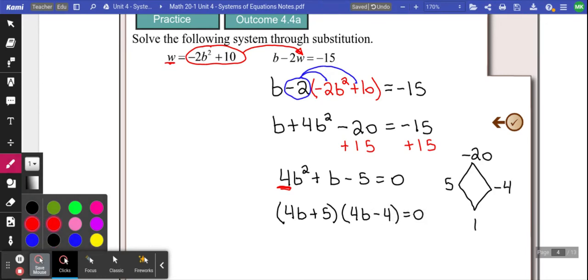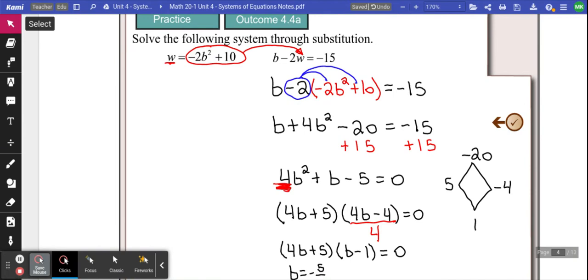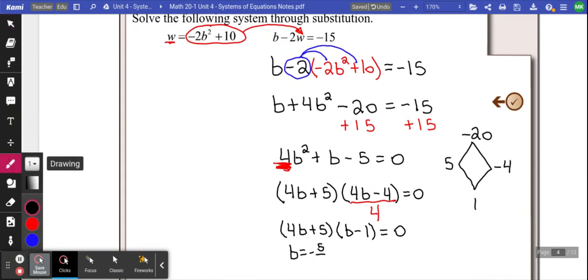And then I'm going to have to remove that 4 from one of my things. It can come out of that one. So I have 4b plus 5 and I have b minus 1 equals 0. If I solve this, that means my two values are going to be b equals negative 5 over 4, or if you put that in your calculator, that's negative 1.25. And I have b equals positive 1.